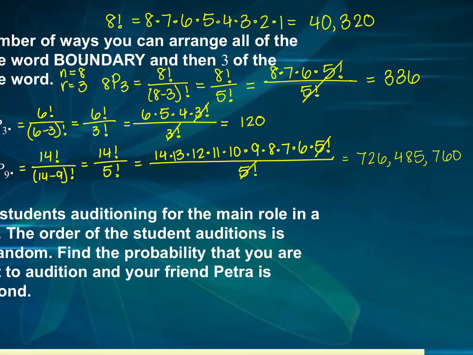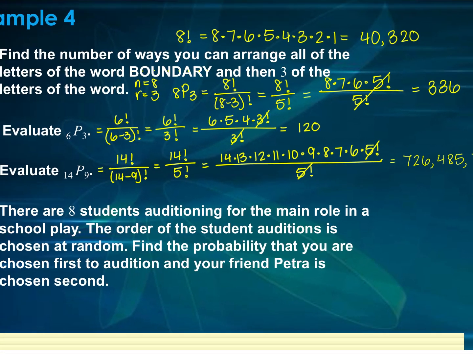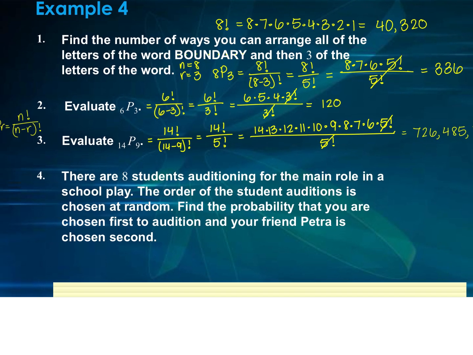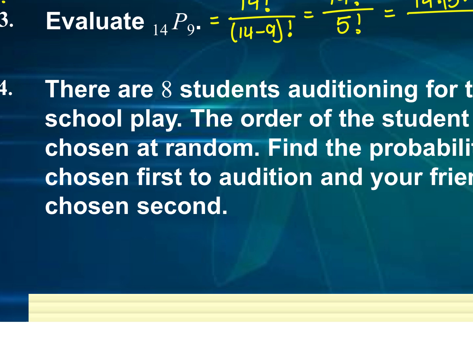All right, and looking at the last question, it says, there are 8 students auditioning for the main role in a school play. The order of student auditions is chosen at random. Find the probability that you are chosen first to audition and your friend Petra is chosen second. So I'm first, Petra's second. That's what I want. First thing I have to do is find the total number of outcomes.